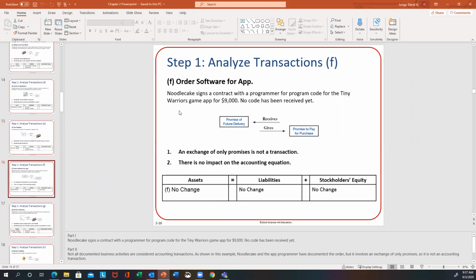And notice here, it says they signed a contract. In this case, there's actually no effect. If you notice, and they like to trick you on these, but they sign a contract with the programmer. The code has not yet been received. So this is just like the initial agreement, like signing of a contract, but it's more about future delivery. Nothing's actually happened just yet. So in this case, there would actually be no change to the accounting equation.